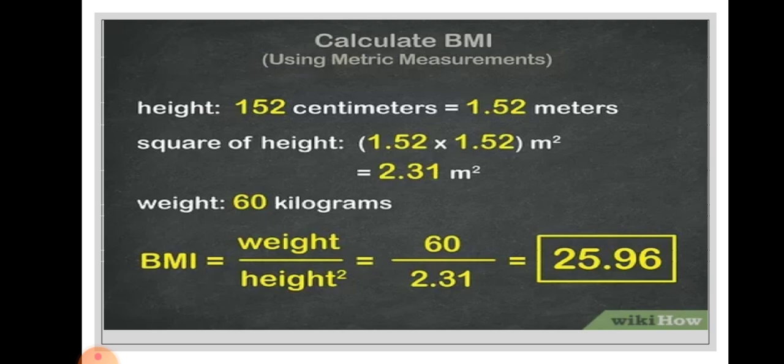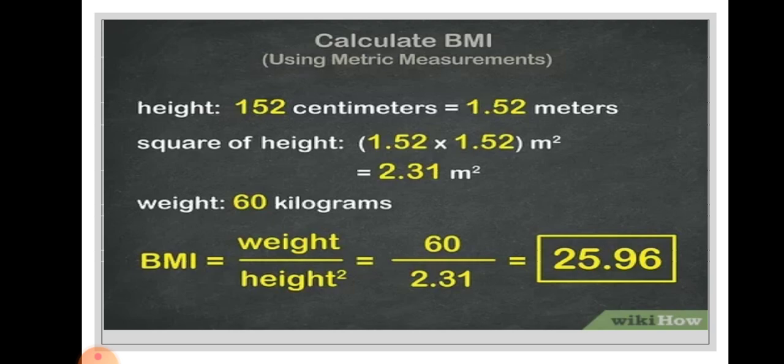For example, your height is 152 centimeters and you're going to convert it into meters. All you have to do is to move the decimal place. As easy as that. So from centimeters, it becomes meters. So 152 centimeters is equivalent to 1.52 meters. And then square of height, 1.52 times 1.52 as you follow the formula. So the answer is 2.31.